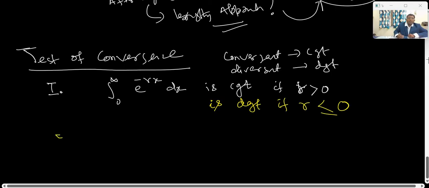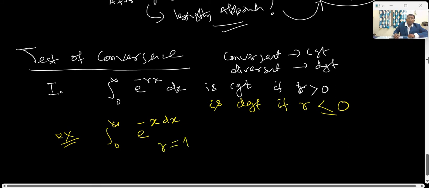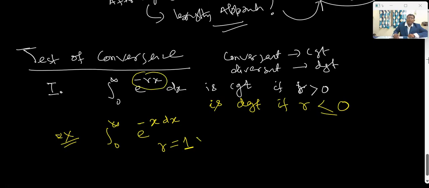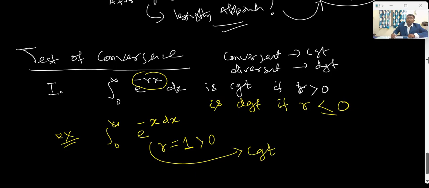For example, if I say the integral 0 to infinity e to the power minus x dx, as you did earlier, what is r here? r is equal to plus 1, you see, in e to the power minus rx. Is it not greater than 0? So we say this integral is convergent. Now if it is asked what the sum is, what the integral value is, then only we evaluate it.